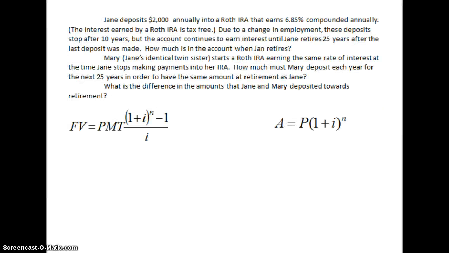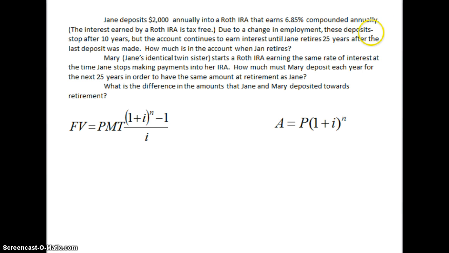So here is our problem. I'm not going to read all of it to you now, but we're going to deal with just the first paragraph. So we're dealing with Jane. And we see that she deposits $2,000 annually into a Roth IRA that earns 6.85% compounded annually. So I don't have to adjust my interest rate because it is compounded annually.